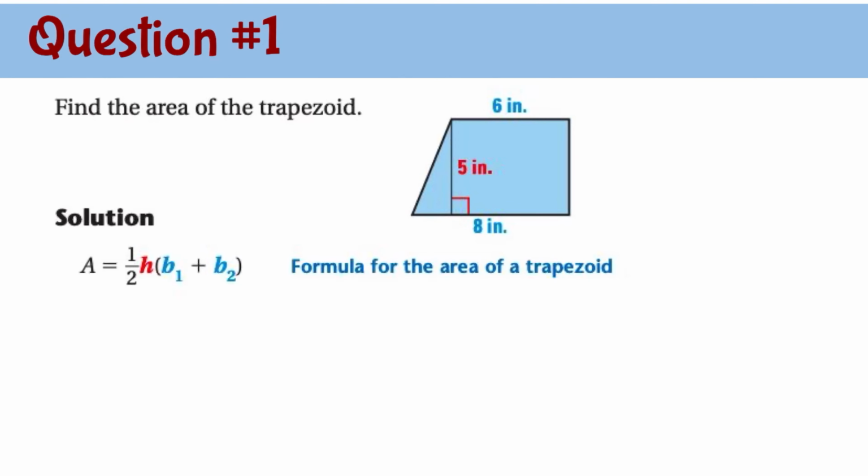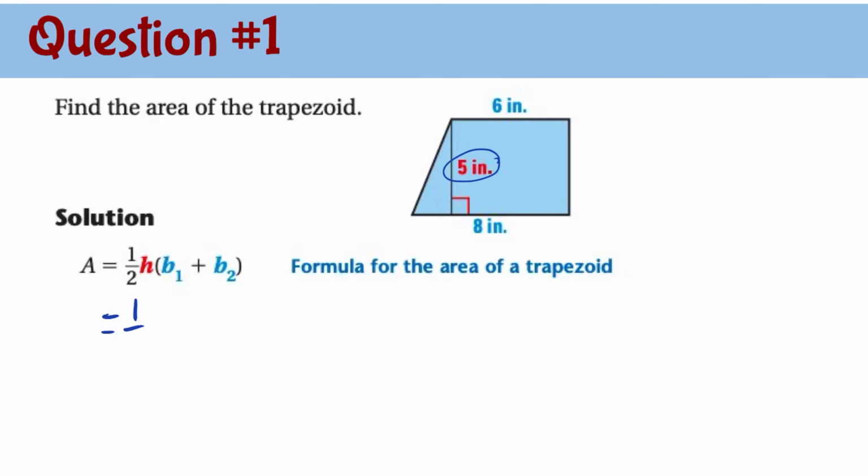Question number 1. Find the area of the trapezoid. So the formula for the area of a trapezoid is 1/2 h times the quantity base 1 plus base 2. So in this figure, we know that the trapezoid has a height of 5, and 6 and 8 are the bases because these are the two parallel sides. So we can plug in now the given.